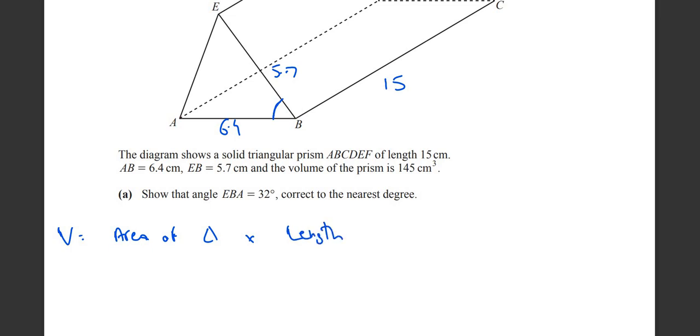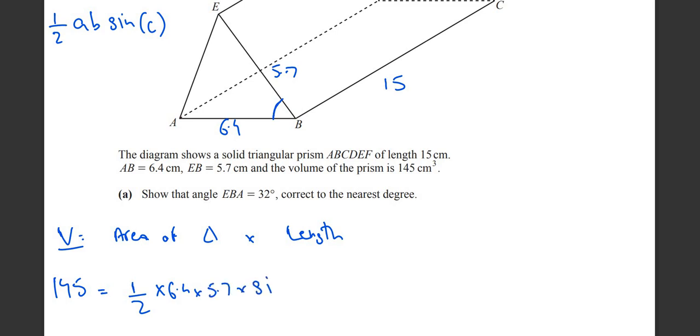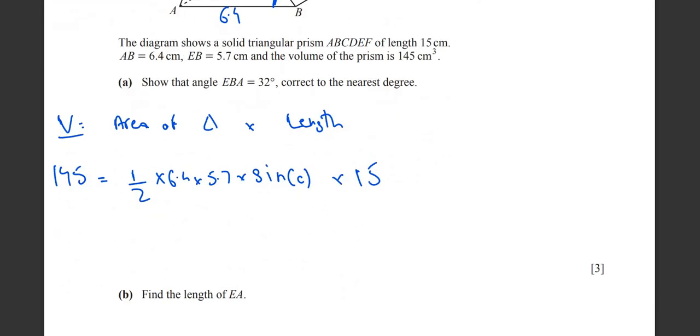All right. Volume, we already know it's 145. Area of triangle, you can use this law: half AB sine C. Half A we know, B we know, sine C is this angle, multiplied with the length, which is 15. Okay, now let's solve it.